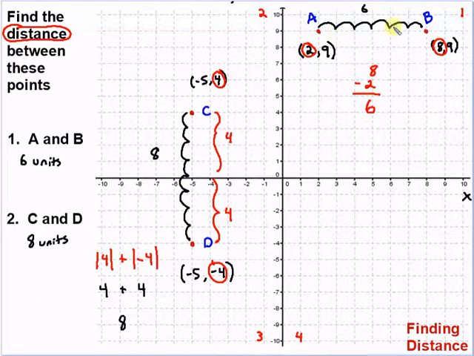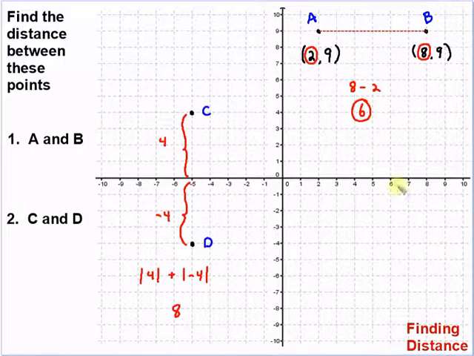If they are in the same quadrant, I simply subtract the smaller coordinate from the larger. So 8 minus 2 is 6. Down here I'm adding the absolute values. That should get you set up for section 5.4 in the homework.